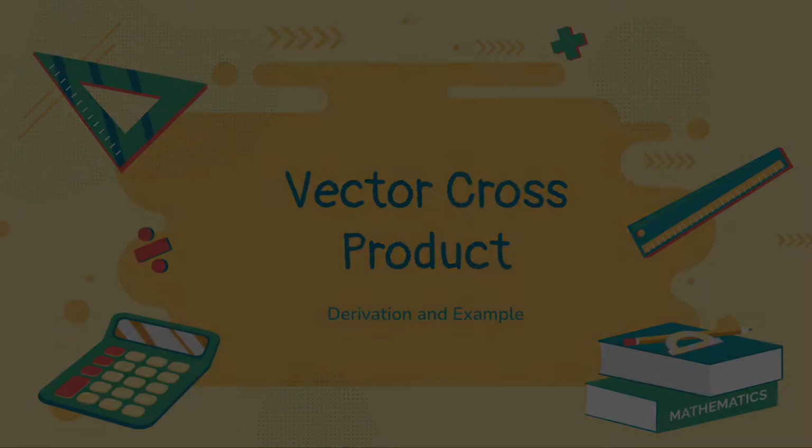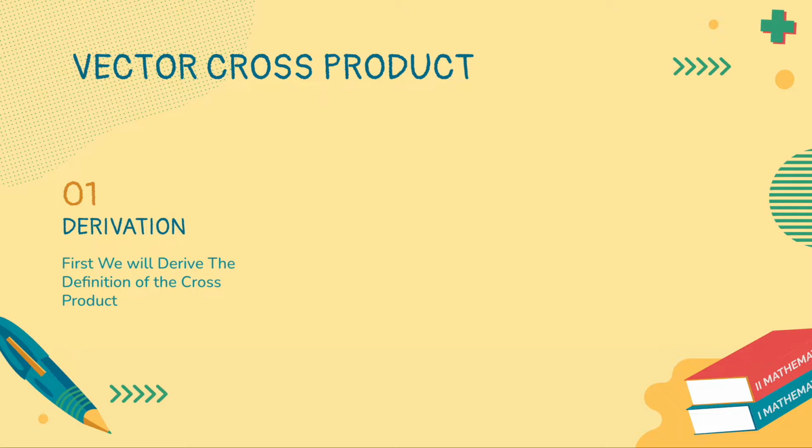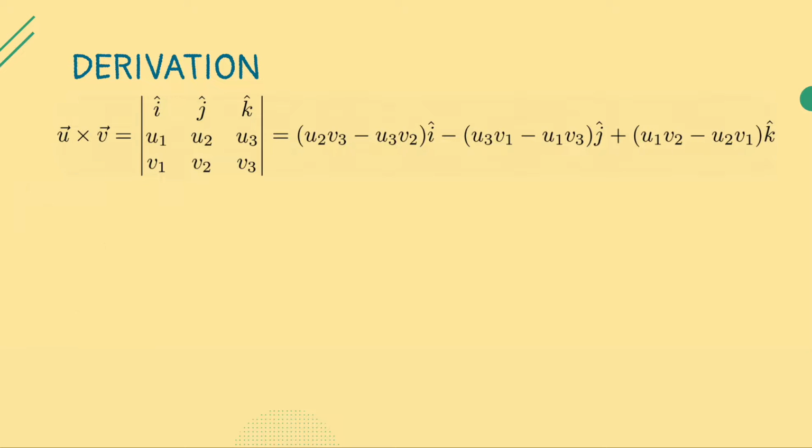Okay, now the very first question we need to ask ourselves is, what is the vector cross product? So one of the first things we're going to do today is discuss the derivation of the vector cross product formula, and then do an example of how to compute a cross product of two vectors, and discuss the geometric meaning of the cross product. Okay, so let's begin by drawing a little picture.